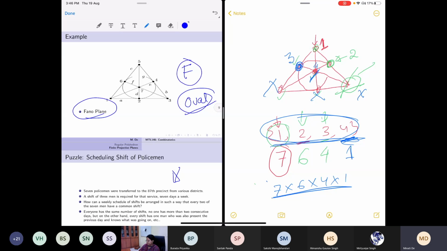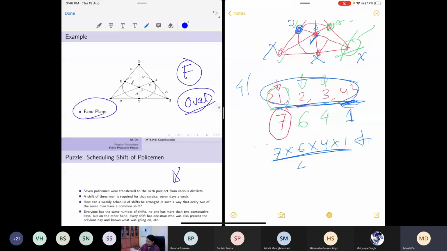you are getting 4 factorial many permutations for them, and all of them you are counting in this count. So in other words, you need to actually apply the division rule to count the number of ovals in a plane. That would be just this number.